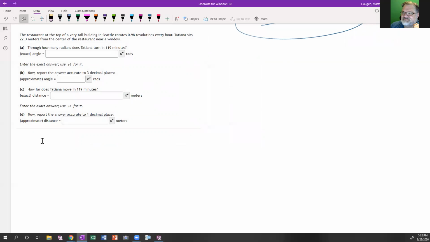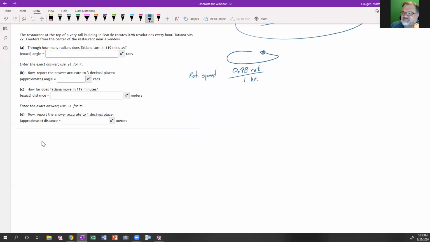That's good. So we have a restaurant at the top of a tall building in Seattle that rotates. So this thing is rotating around. How fast is it rotating? It's rotating 0.98 revolutions, or rotations, per 1 hour. Okay, so that's kind of our rotational speed. It's not our angular speed. It's not our omega, because it's in rotations, not in radians. So we do need to work with it a little bit.